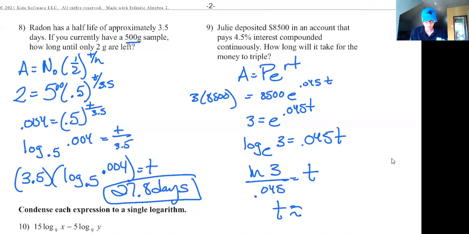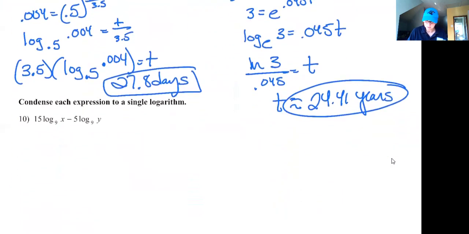My handwriting is so scribbly on my paper, I can't say it. Natural log of 3 divided by 0.045, and that's going to give me 24.41. Okay, so it's approximately 24. It's what, years? Okay, so years. Okay, good problem. Good problem.